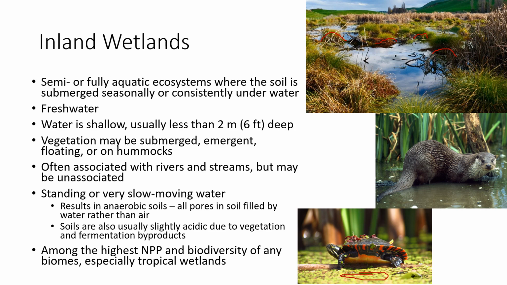But anaerobic, acidic soils. Some of the highest net primary productivity of any biomes, especially tropical wetlands. Temperate wetlands, still very productive, but because tropical wetlands have year-round warm temperatures and consistent water, they're going to be very, very, very productive, among the most productive ecosystems.